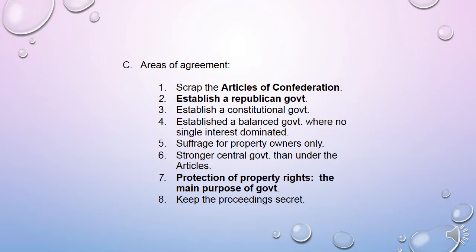They established a balanced government where no single interest dominated. This idea of different factions was a big concern for the constitutional founders, and they wanted to make sure that power was not held in one body alone. Okay. Suffrage for property owners only. So again, voting only for property owners. A stronger central government than under the Articles. Protection of property rights. The main purpose of government is to protect property rights.